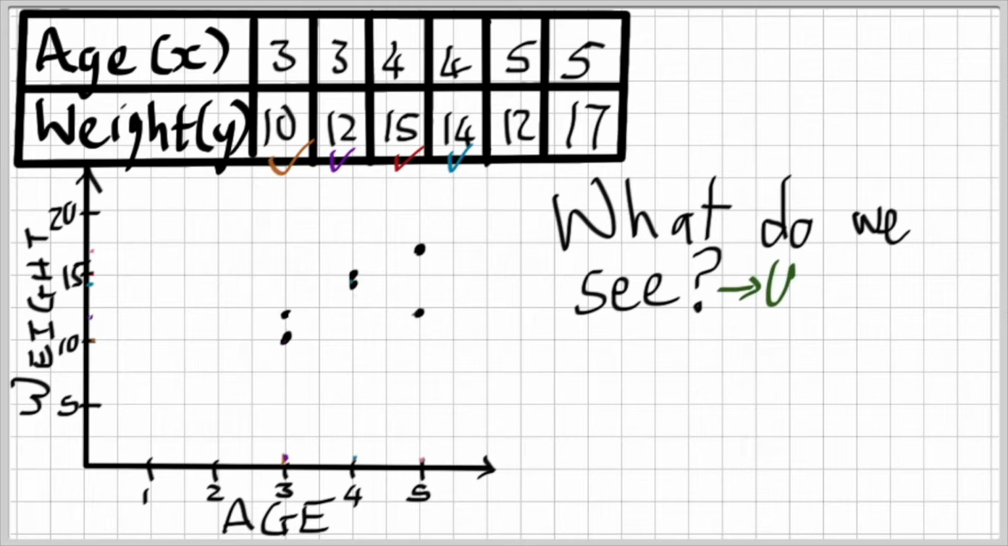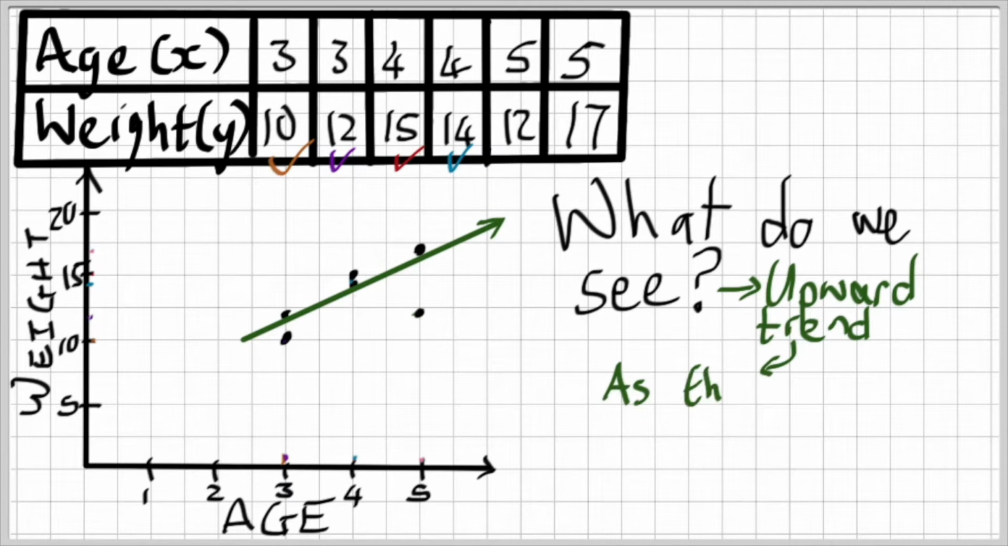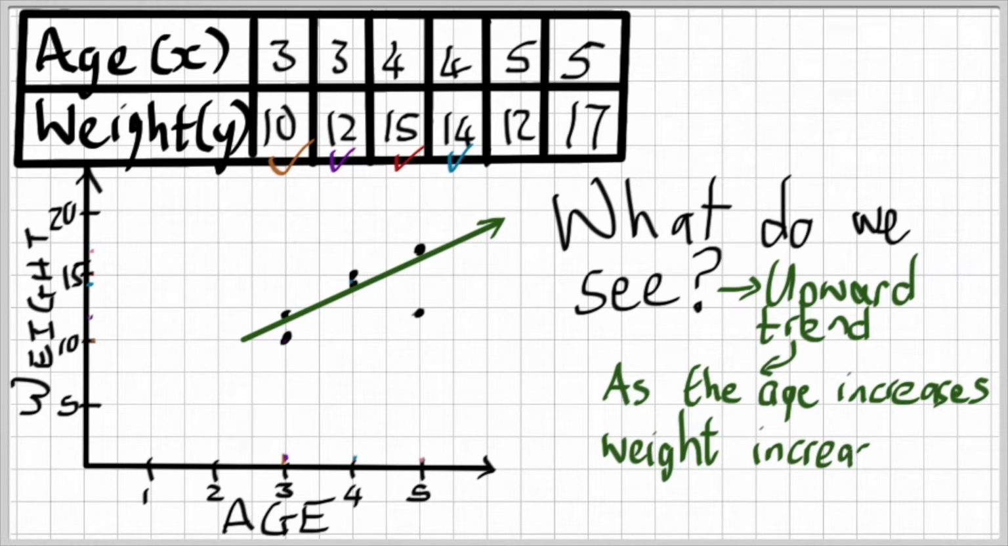Well, what I see is an upward trend. Meaning, as my age goes up from left to right, so as my age increases, then my weight is also going to increase. Now, I want to ask you this question because these are the kind of questions that might come up in the exam.